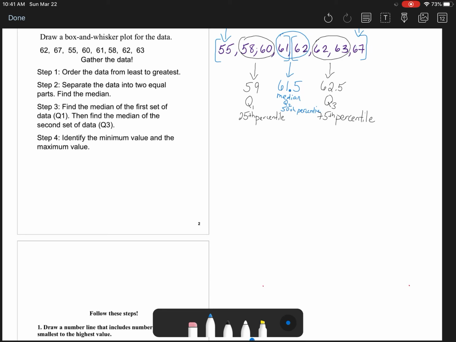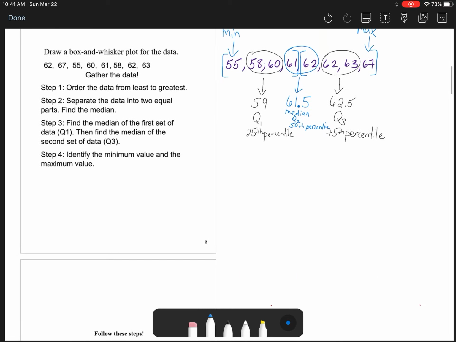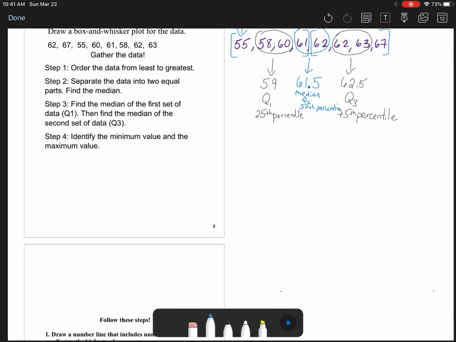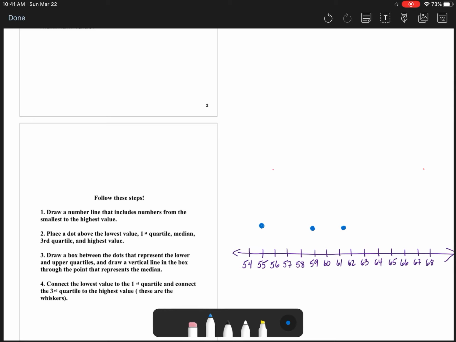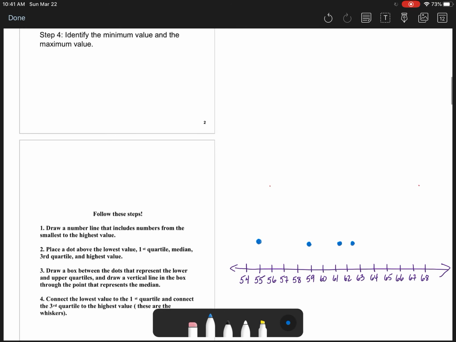Okay, then I'm going to put a dot above the first quartile, which is 59. And I'm going to try to keep them on the same level. The median is 61.5, so that's going to go in between 61 and 62. Third quartile is 62.5, so that's going to go between 62 and 63. And then the maximum value is 67, so I'm going to put a dot above 67.